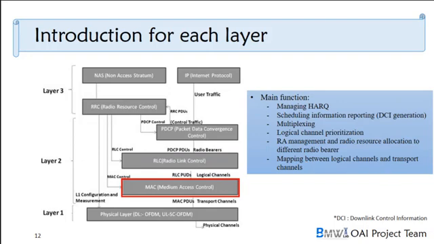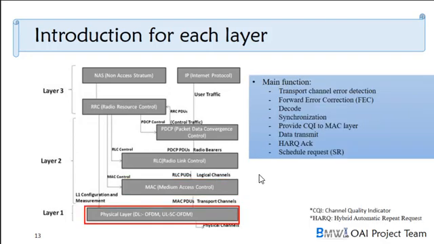In the MAC layer, the main function is to perform the RA management for different radio bearers, including modulation and coding scheme, resource blocks, and control elements, and also multiplexing and HARQ. And finally the physical layer, whose main functions are transport channel error detection, synchronization, HARQ ACK, and some scheduling requests.